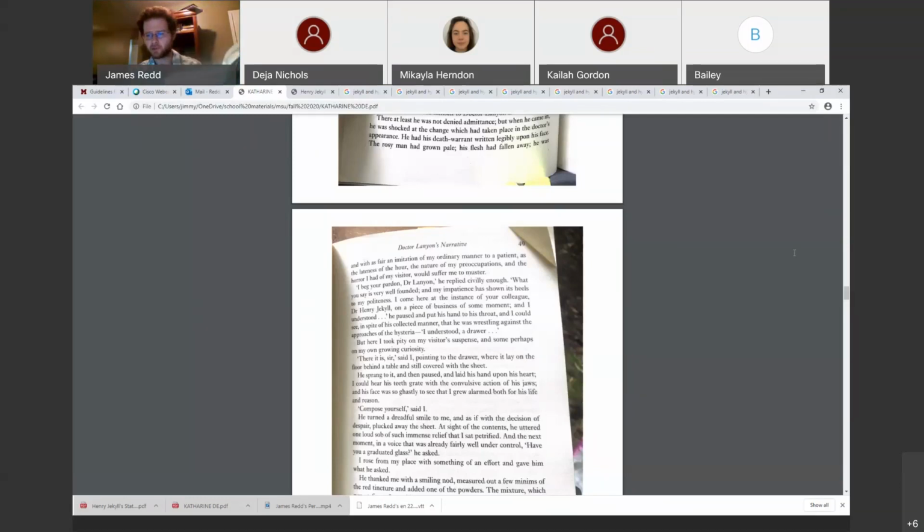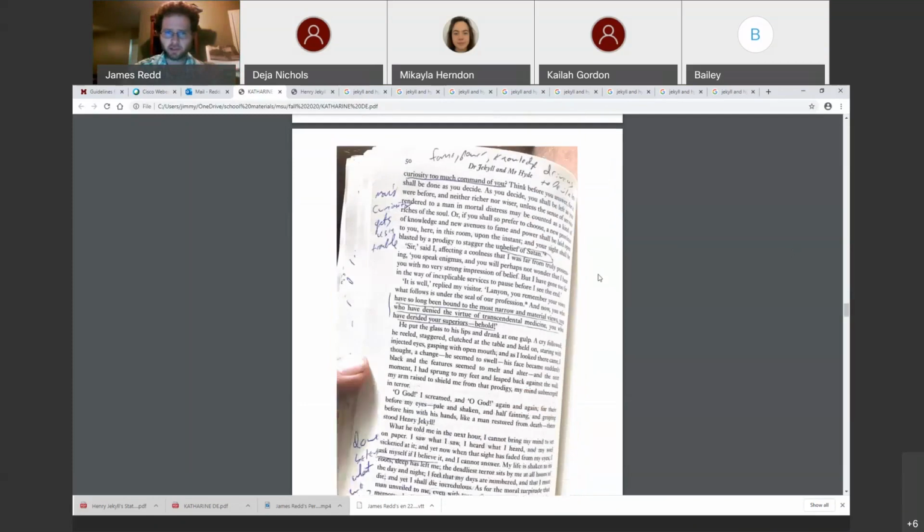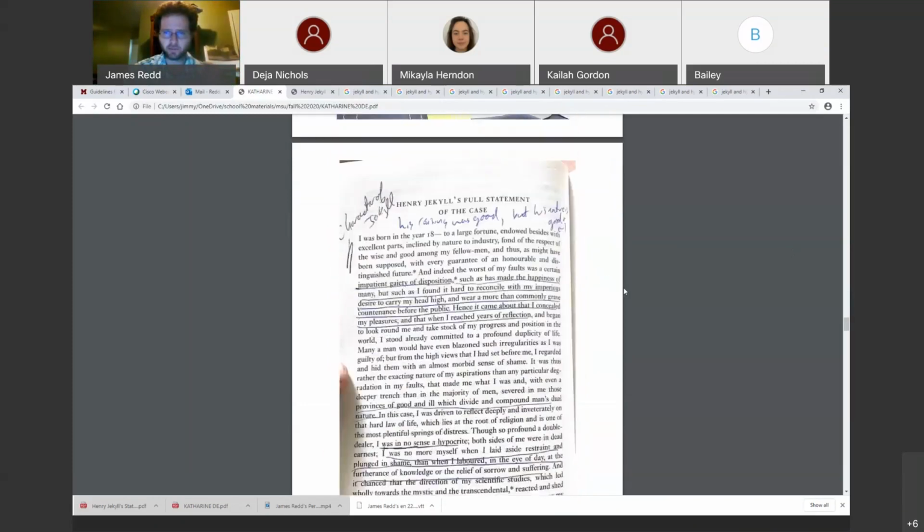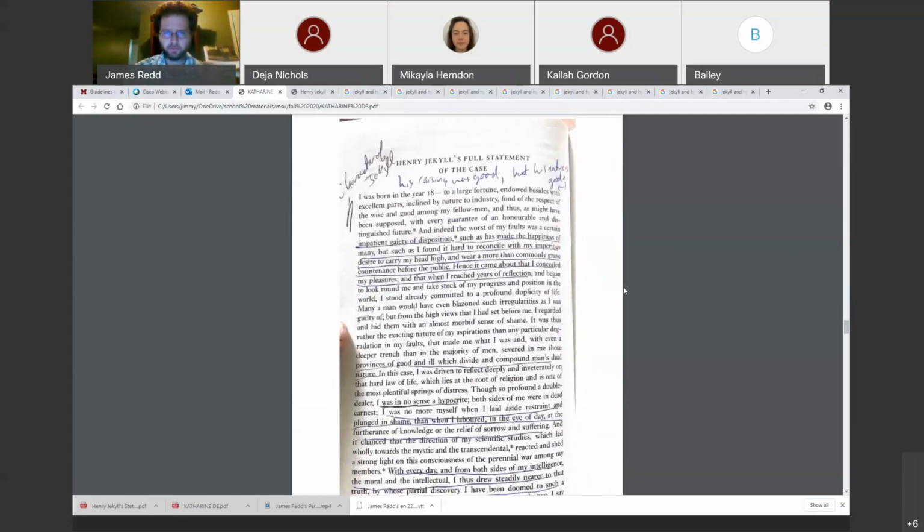While y'all are typing a response, I'm going to bring up some other passages I think we should probably start talking about. We'll get back to that in a minute. Let's take a look at the chapter on Henry Jekyll's full statement of the case. This is on page 52 here.